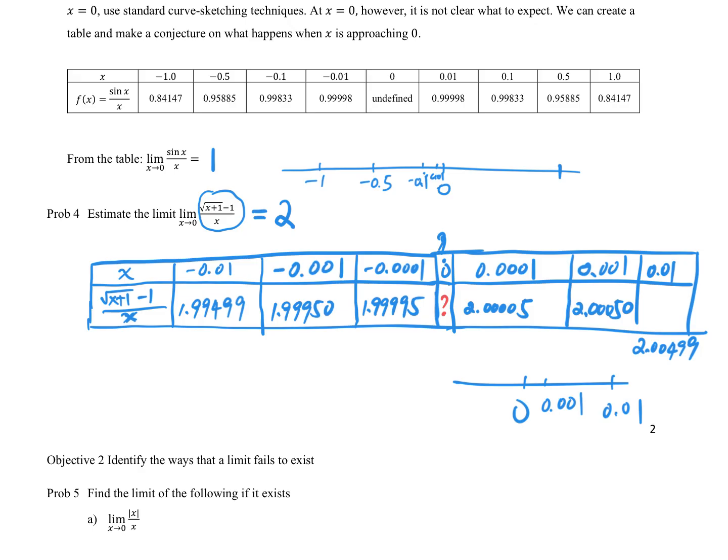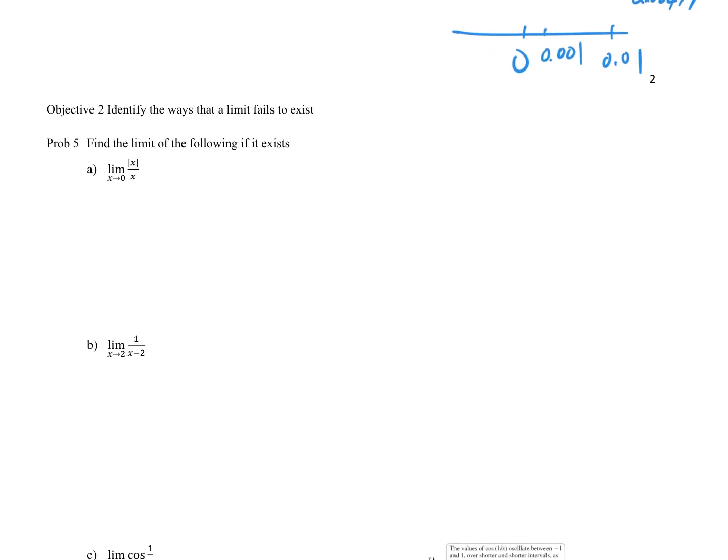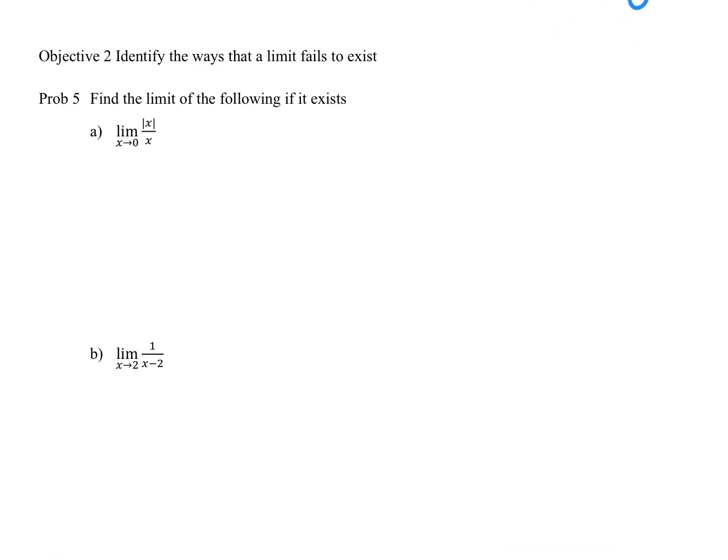All right, so we've talked about two approaches, graphically and numerically. Now let's move on and take a look at some other scenarios. Learning objective 2 is to identify the ways that a limit fails to exist. Let's take a look at the following limit problems. For the first one, let me zoom in a little bit here.